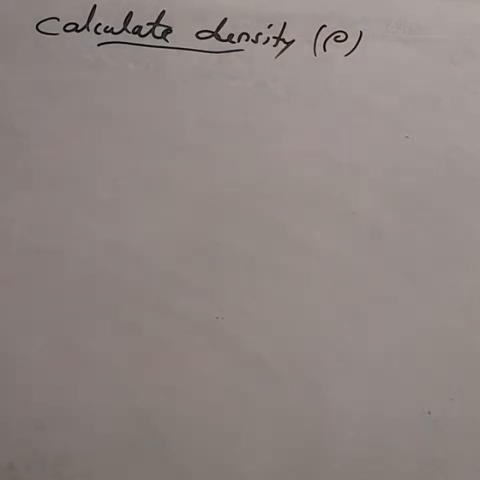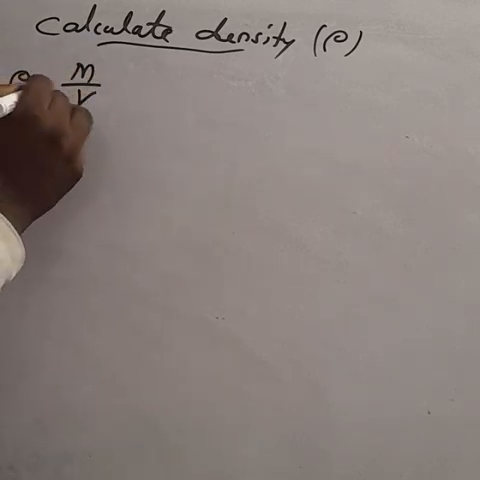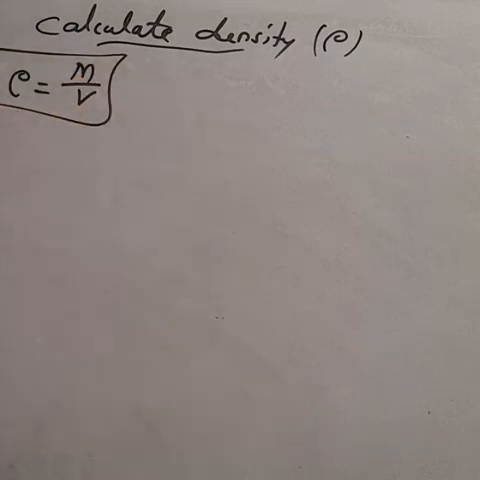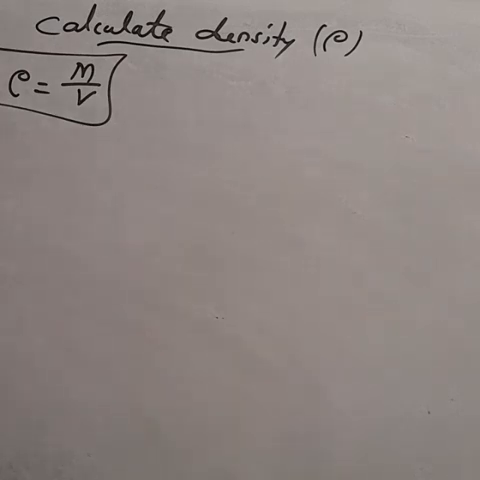In the smart class, we learned about that. Density of the unit cell is equal to mass per volume. Here we can write the density of the unit cell, rho, is equal to mass of the unit cell divided by volume of the unit cell.